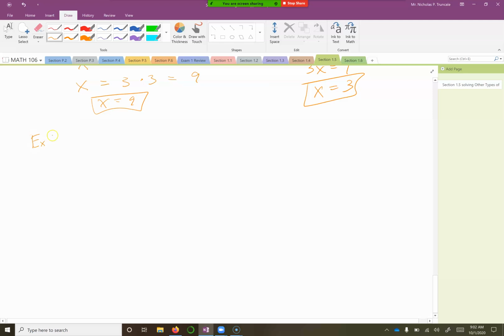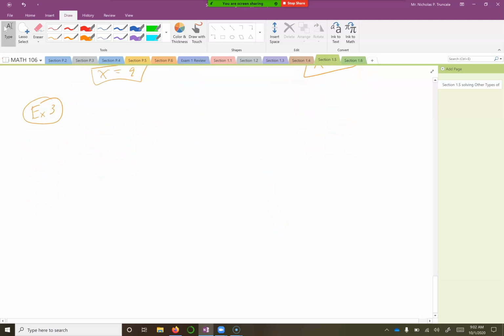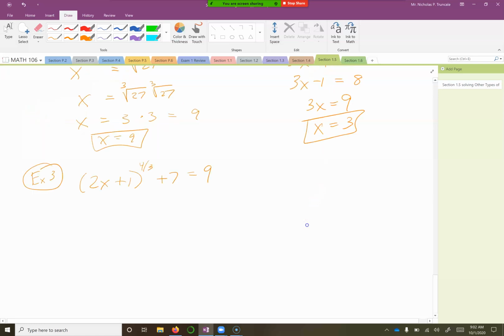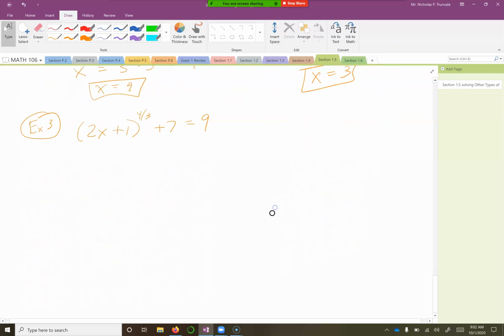Now this one is going to look just like the previous one, but the answer is going to look funky. All right, so what do we do here? Unlike the second problem, I had already isolated the binomial with the rational exponent. So that's what you're going to want to do: isolate the binomial with the rational exponent. So 9 minus 7 gives us a 2.